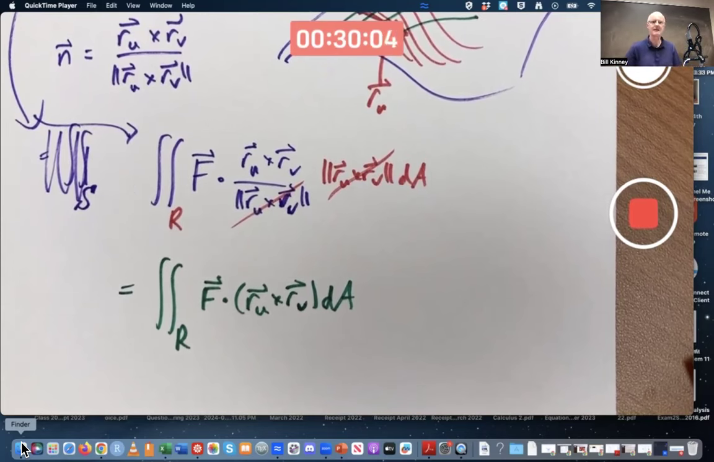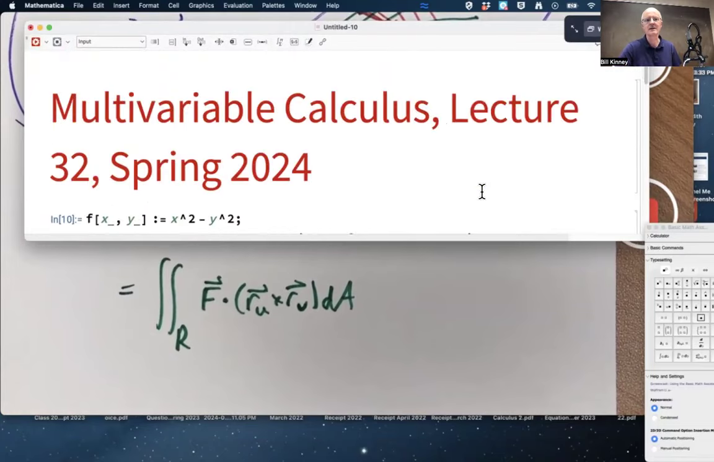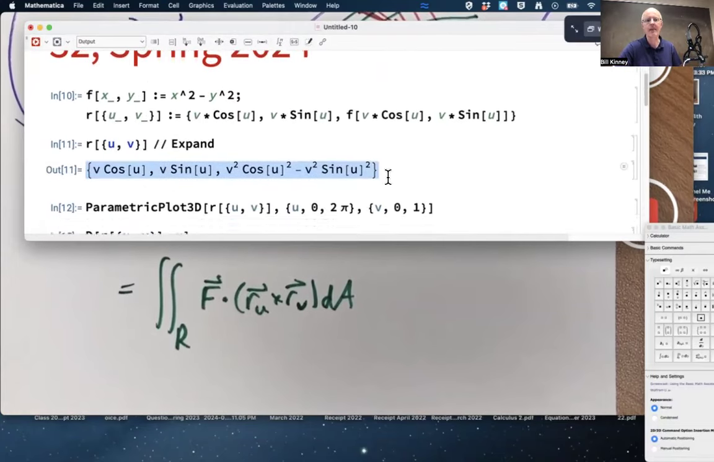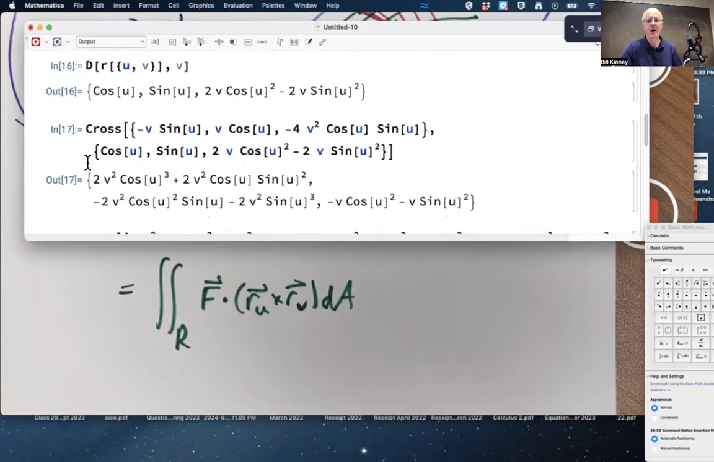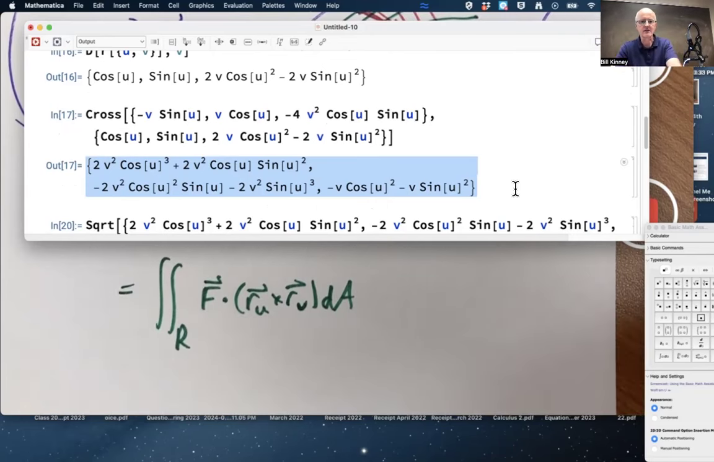So with this particular example, let's go back to doing it the way the book does. We will use this parameterization for R of UV and these derivatives and this cross product. We still have to use that. This cross product is a three-dimensional vector. Take the cross product of two three-dimensional vectors, you'll get a three-dimensional vector. We want to dot that with the vector field.